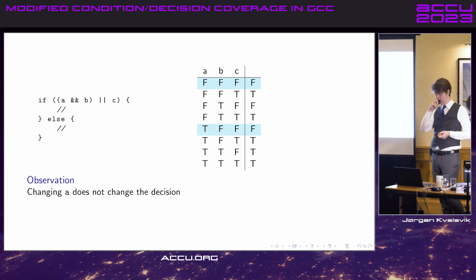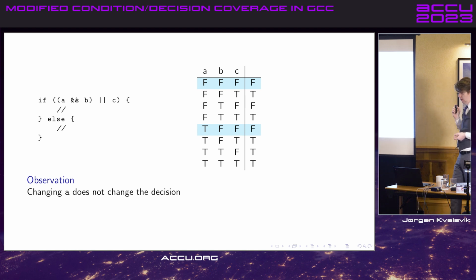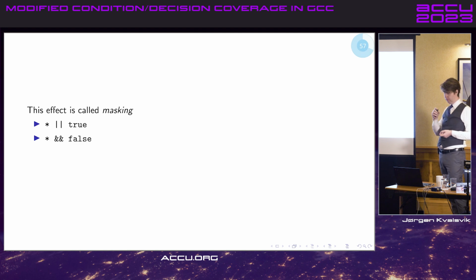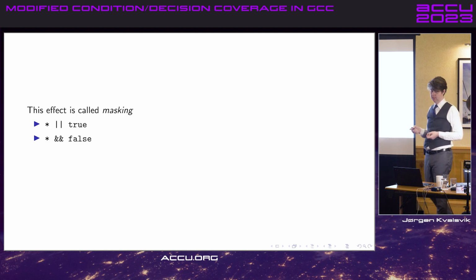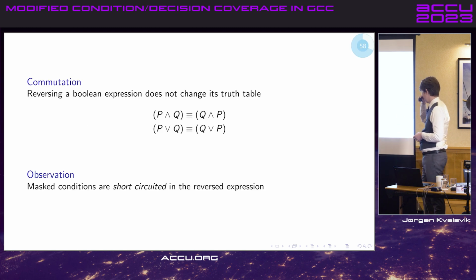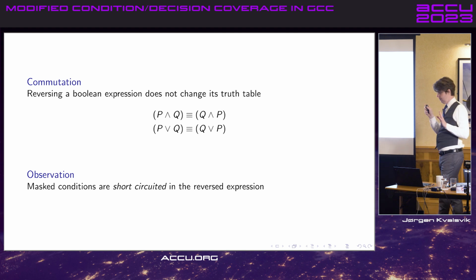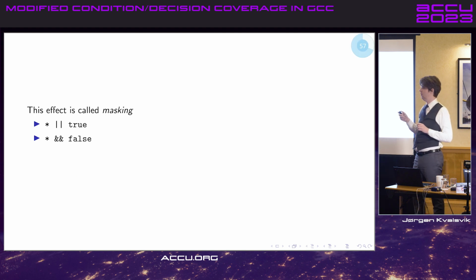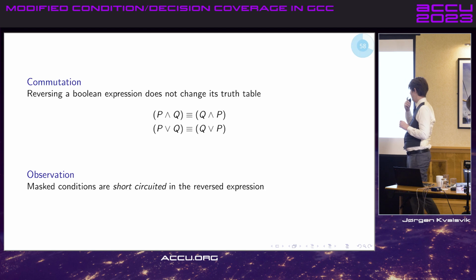So changing A does not change the decision while B and C are both false. And this effect is called masking. And it happens when the right side of an OR expression is true, and the right side of an AND expression is false. So this takes a while to get used to, and we're going to try and build an intuition.